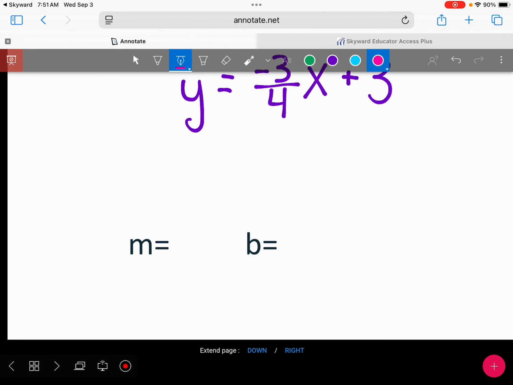Down 3 over 4, so it's our negative 3/4. That's our slope. We would go down 3, right 4, or up 3, left 4 also would work. What's our intercept? 3.